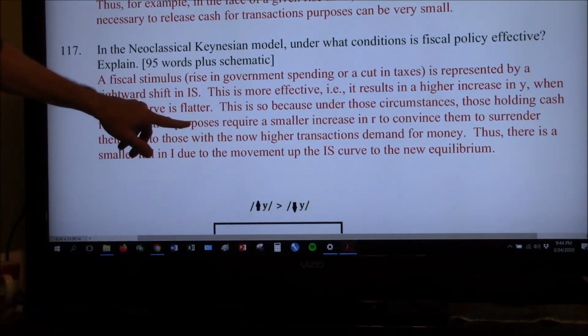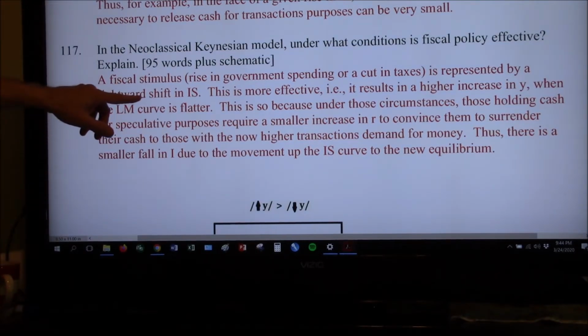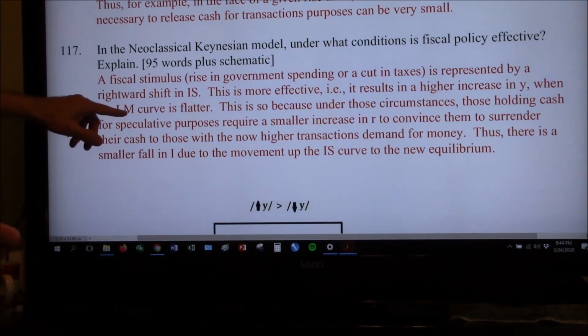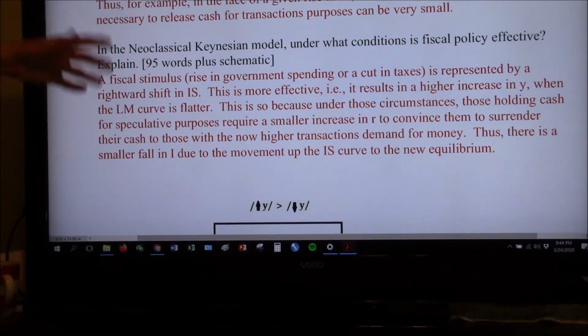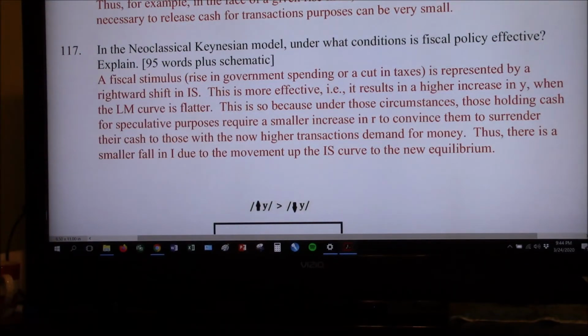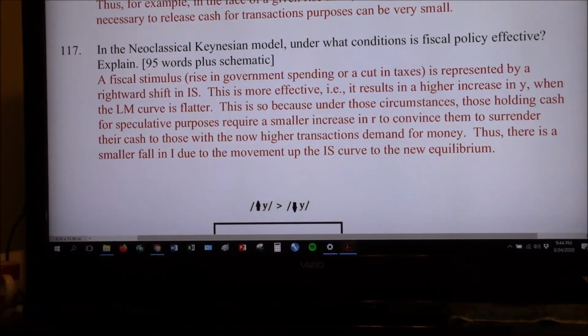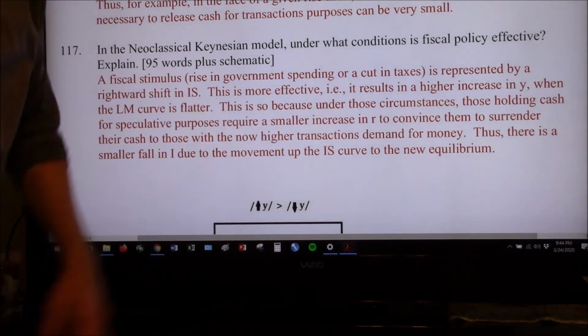All right, so that's the first thing you want to say. You want to say, look, what do you mean by fiscal stimulus? Well, that's the rightward shift in the IS curve, and it's going to work better relative to the horizontal axis when the LM curve is flatter. Why is that true? This is simply because under those circumstances, those holding cash for speculative purposes require a smaller increase in R to convince them to surrender their cash to those with the now higher transactions demand for money.